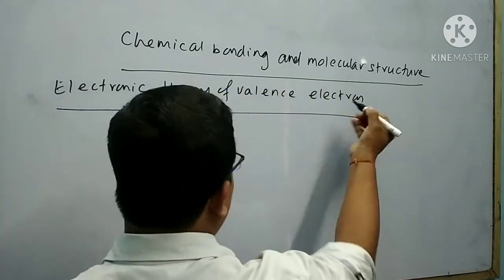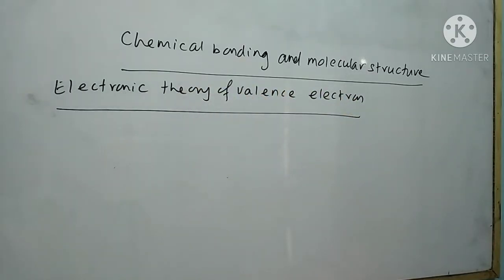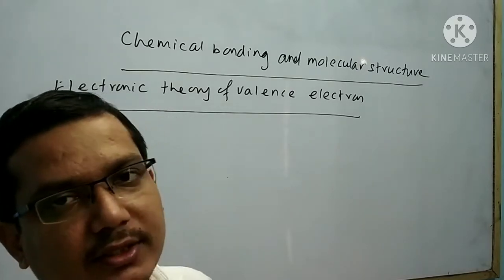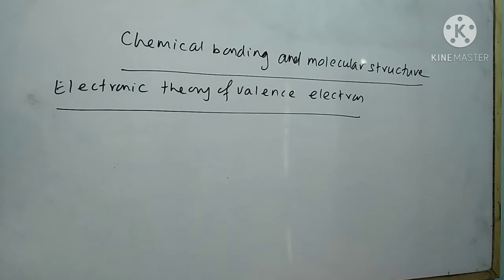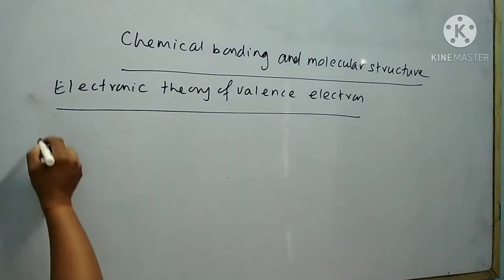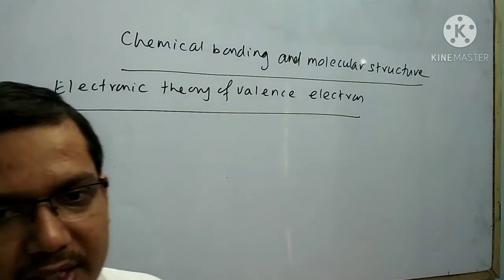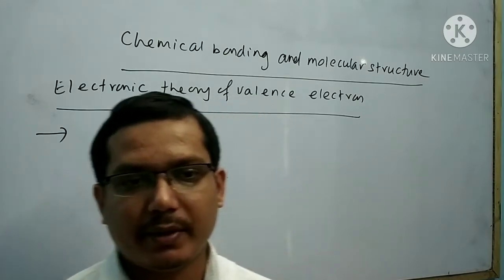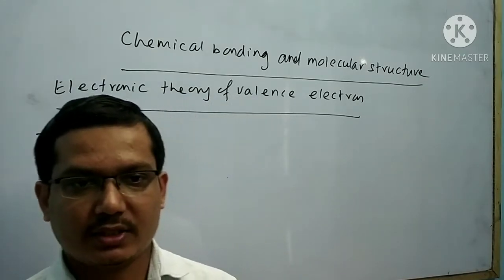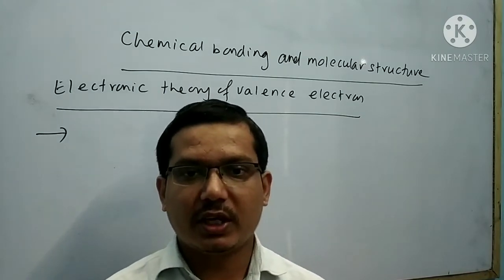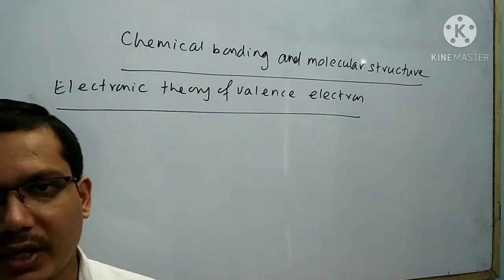That means by this theory we can think about the importance of valence electron. What is the role of valence electron? First point is the presence of 8 electron in the valence shell of an atom, like that of noble gas, constitutes the stable electronic structure of an atom.